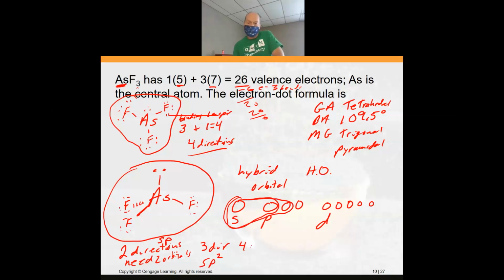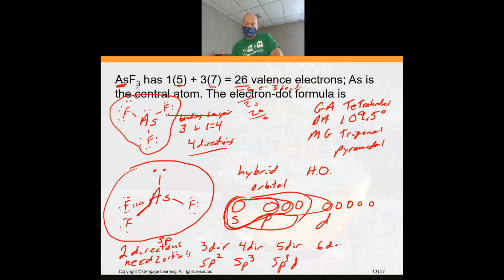When you have four directions, which is what we have right up here for the question for ASF3, we need the S and we need all three of the P orbitals. And so that is SP3. When we have five directions and we do our trigonal bipyramidal, we need the S, we need the three P's, and we need a D orbital. And so that is SP3D.